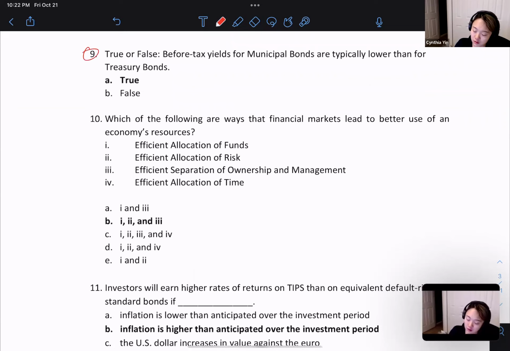Nine, is that true or false? Before tax yield for muni are typically lower than the before tax yield for the treasury bond. This is true because it's saying typically. I know some munis have very high yield, for example Puerto Rico, we saw it in class. But most of the time it should be lower because of this equation.